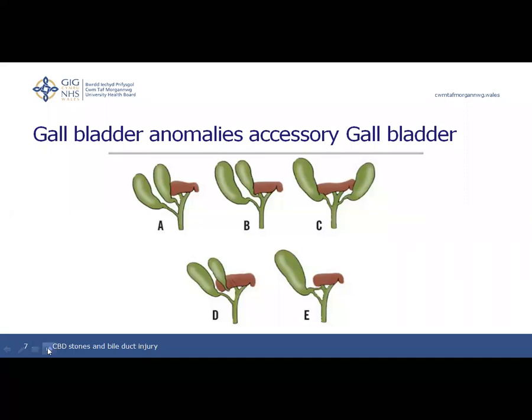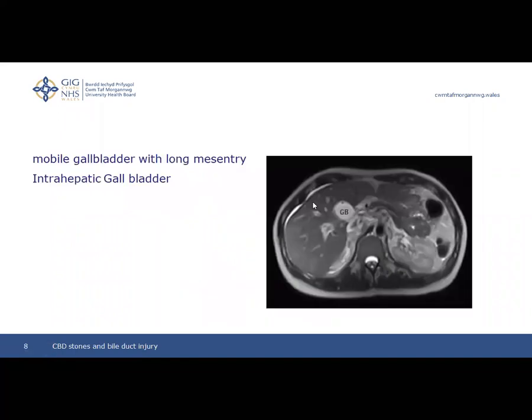And this is the intrahepatic gallbladder. This is an MRI picture which shows the liver with an intrahepatic gallbladder, where the gallbladder sits inside the liver. In this situation, we have to be much more cautious in dissection of the liver bed, where there's a chance of bleeding or injury to the major vessels. And there can be something called a freely mobile gallbladder with a long mesentery. So in these situations, the gallbladder will be freely, floppily moving around the base of the liver.